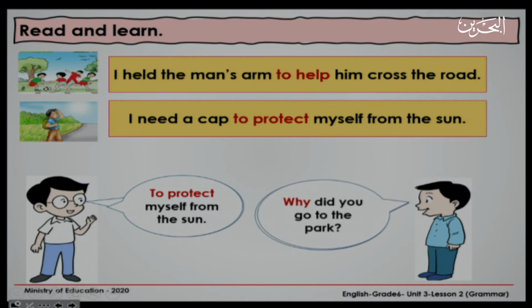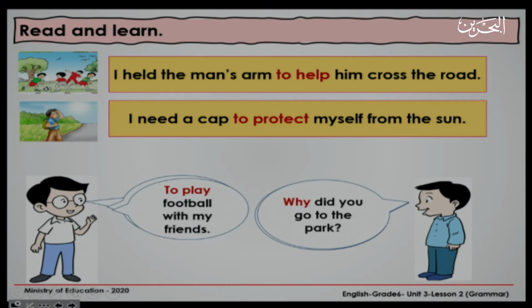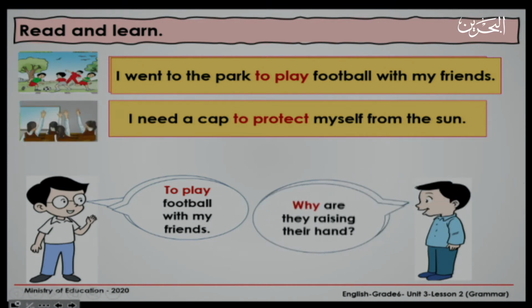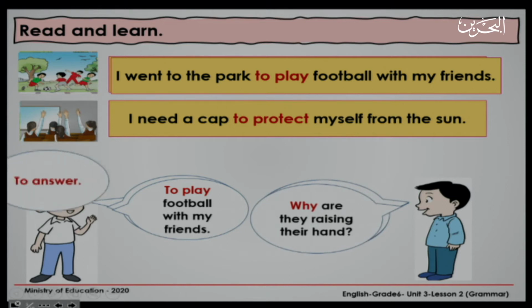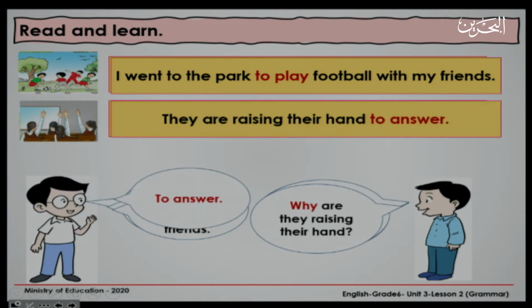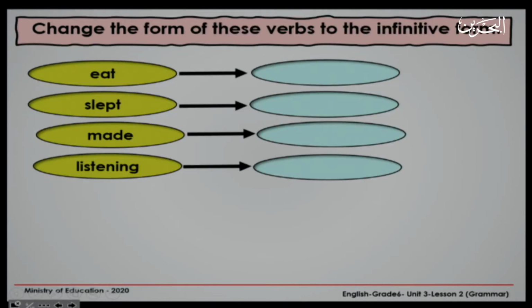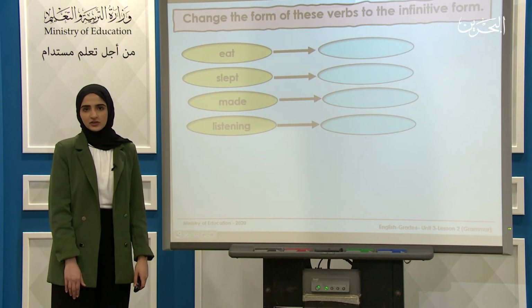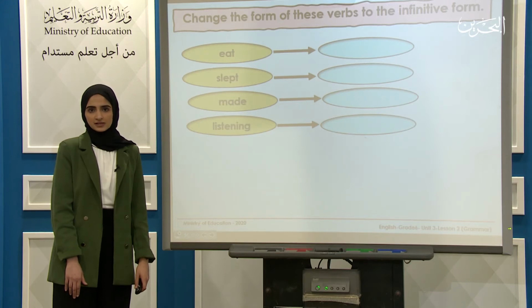Now, why did you go to the park? To play football with my friends. I went to the park to play football with my friends. Now let's look at the last picture. Why are they raising their hand? To answer. They are raising their hand to answer. Now we will start with the first activity. Change the form of these verbs to the infinitive form. You have 3 minutes. You can write the answers on your small board.